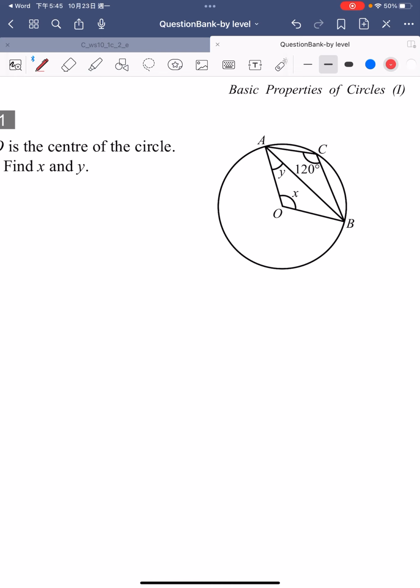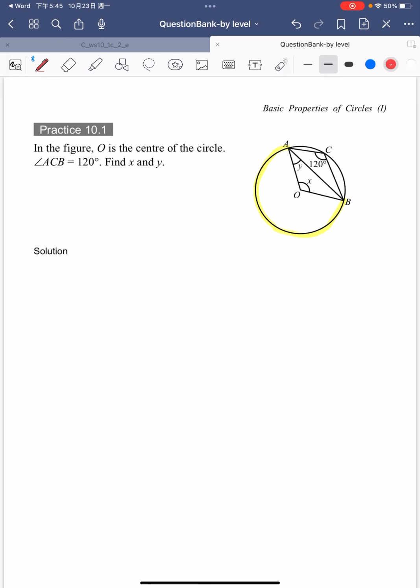Start from here. If you want to find out X, basically it's just 360 minus the whole thing at the center, isn't it? You can see that this angle 120 is watching the major arc AB, so the reflex angle AOB is watching the yellow arc as well. So actually the reflex angle AOB is double this 120 degrees, isn't it?